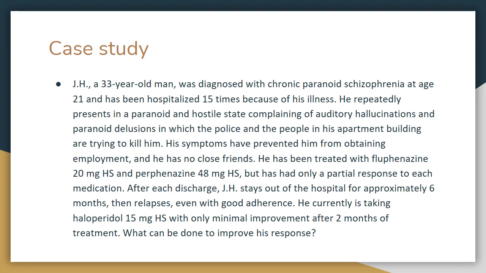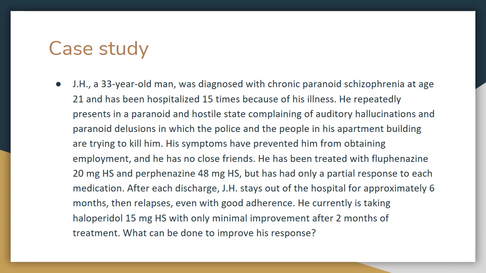Case study. JH, a 33-year-old man, was diagnosed with chronic paranoid schizophrenia at the age of 21 and has been hospitalized 15 times because of his illness. He repeatedly presents in a paranoid and hostile state, complaining of auditory hallucinations and paranoid delusions in which the police and the people in his apartment building are trying to kill him. His symptoms have prevented him from obtaining employment and he has no close friends.